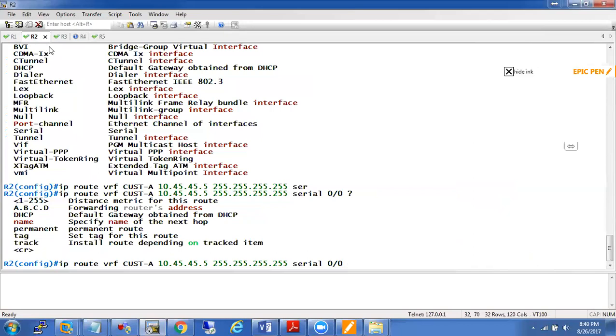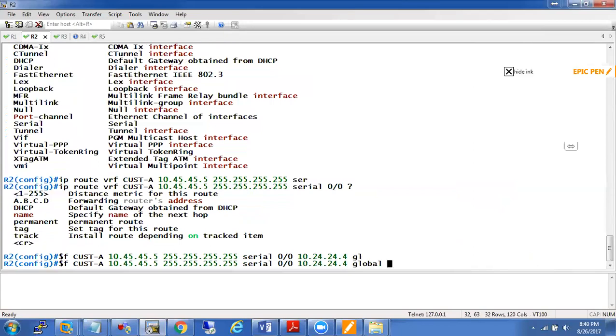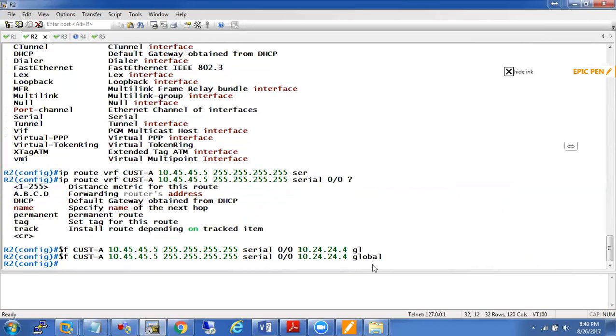All right. And 10.24.24.4, but with a global. So point the route towards what? The serial 0/0 interface, which is in the global routing table, but you need to put that global at the end. The next hop is 10.24.24.4.